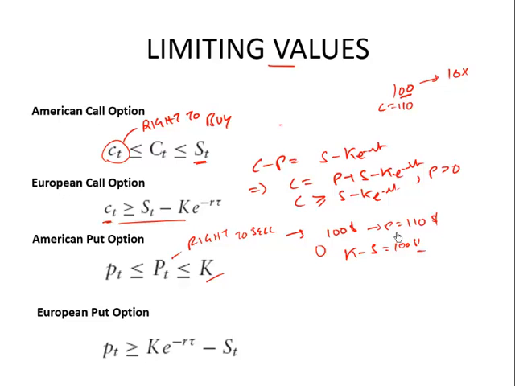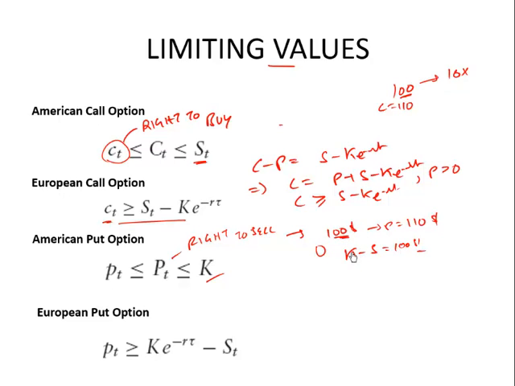A put option is the right to sell. So even if I sell it to him at $100 and I buy it at 0, that is, the stock falls to a value of 0, what is my max profit going to be? $100. That is equal to the strike price.